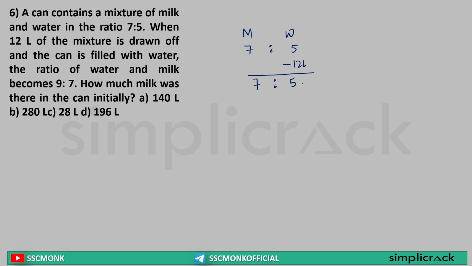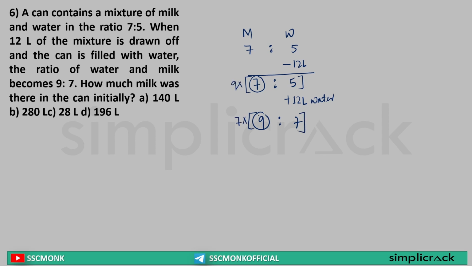Yes. Now what happened? In this I added 12 liter of water. Yes or no? Yes. So now the ratio becomes 9 is to 7. What I told you in the previous questions, sir, when we are adding only water, the amount of milk should be equal, because that is how we can solve this question easily. So what I will do, I will make the amount of milk equal. So I will multiply it by 9.